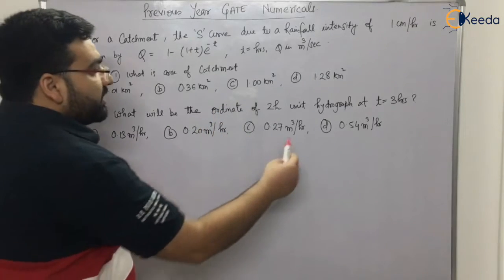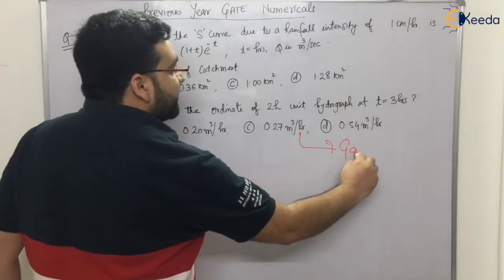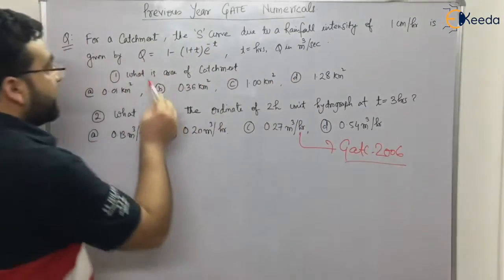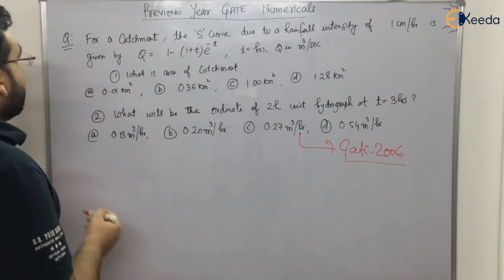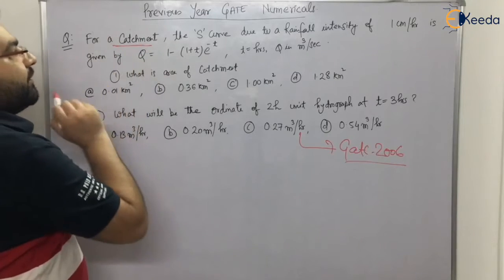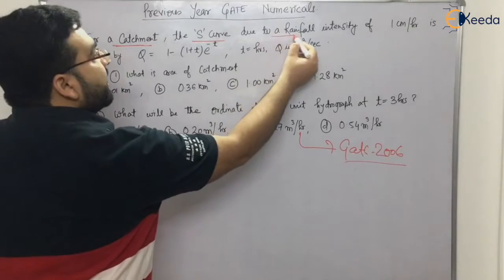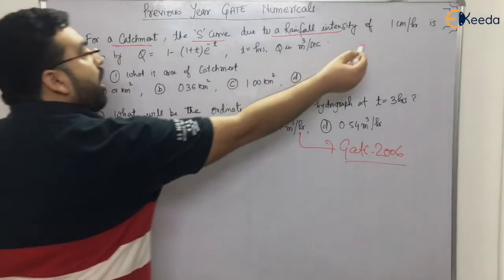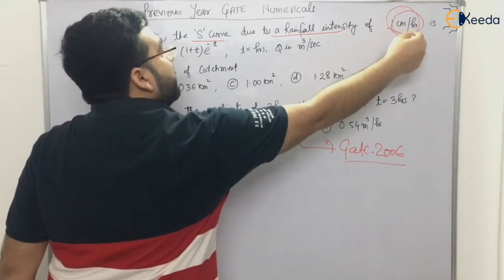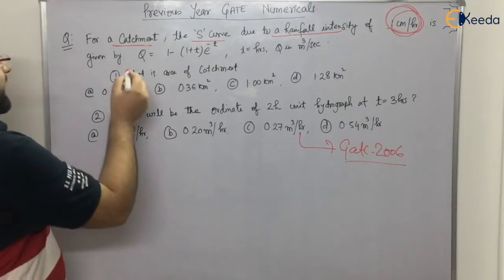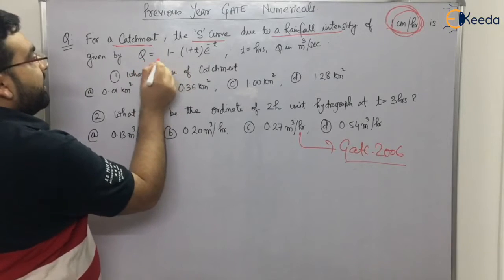So this question was asked in GATE 2006. Two questions were asked from the same topic, right? The question was, for a catchment, the S curve due to a rainfall intensity of 1 centimeter per hour is given.